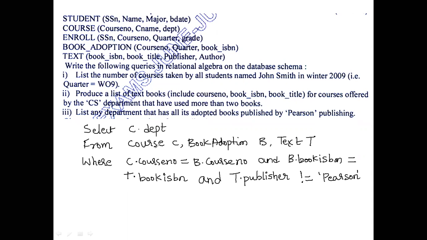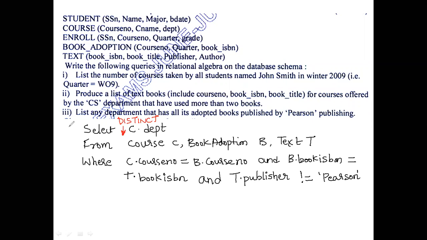Here there may be a repetition of this particular department. For example, our result may look like this: EC, mechanical, again EC, again EC. If there are three courses which have adopted such books, then all of those will appear. In order to avoid the repetition of department in the result, we can mention the DISTINCT keyword over here. So select distinct department from course, book adoption, and text, where course number is equal to book dot course number, and book dot ISBN is equal to T dot book ISBN, and T dot publisher is not equal to Pearson.